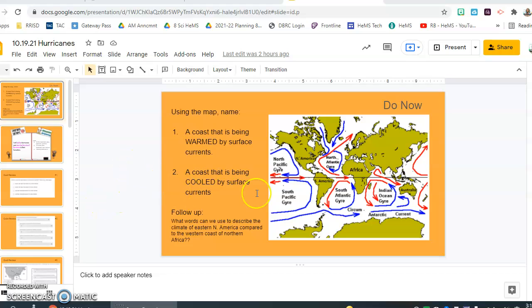We started with our do now that talked about surface currents, as you can see here, and which coast would be warmed by a surface current that was warmed. On the eastern coast of the United States, that would be warmed. The eastern coast of South America, as well as some over here. Again, the red currents are the things that would do that. Now, we want to find a coast that would be cooled. Any of the Arctic or the western portion of South America. So this was what we were talking about.